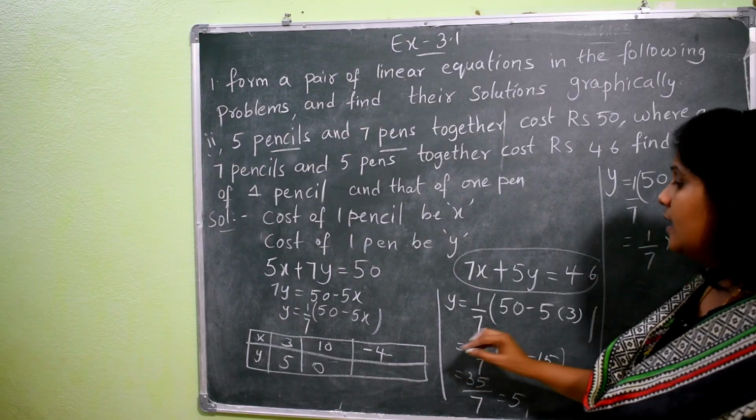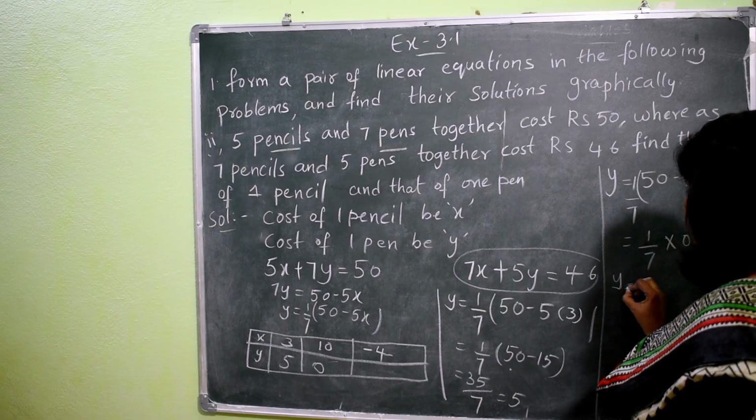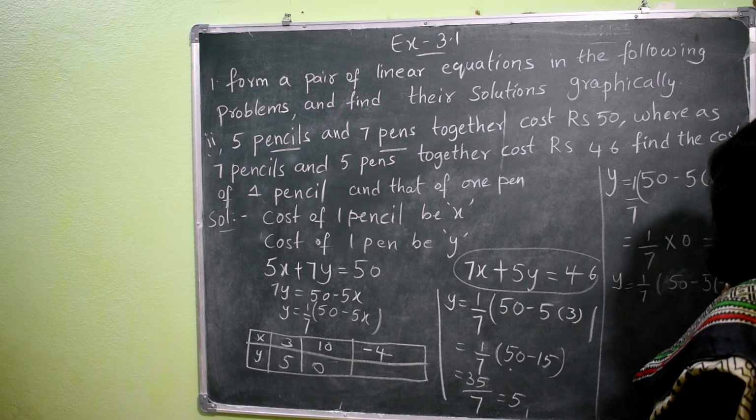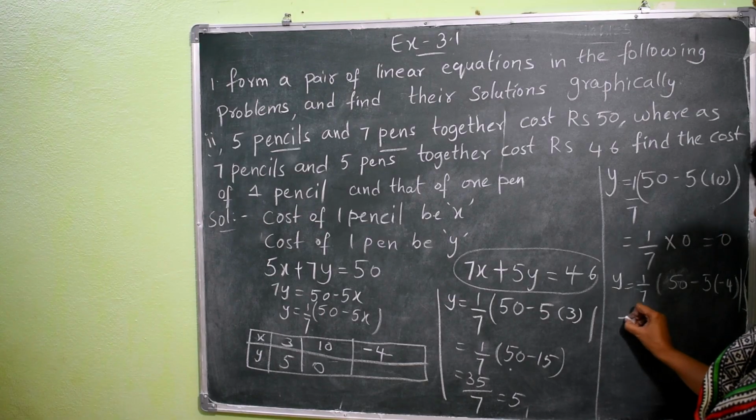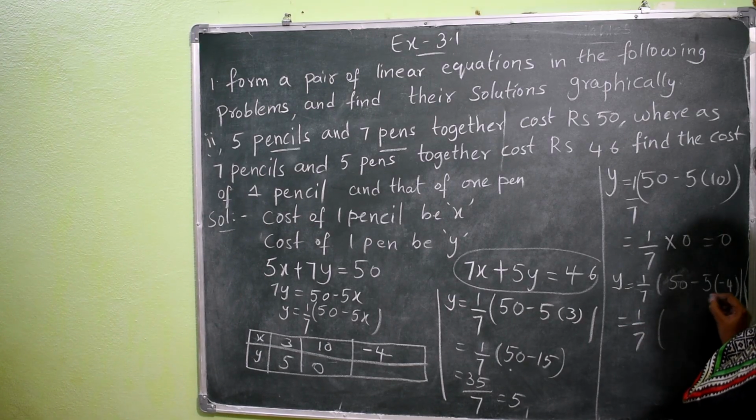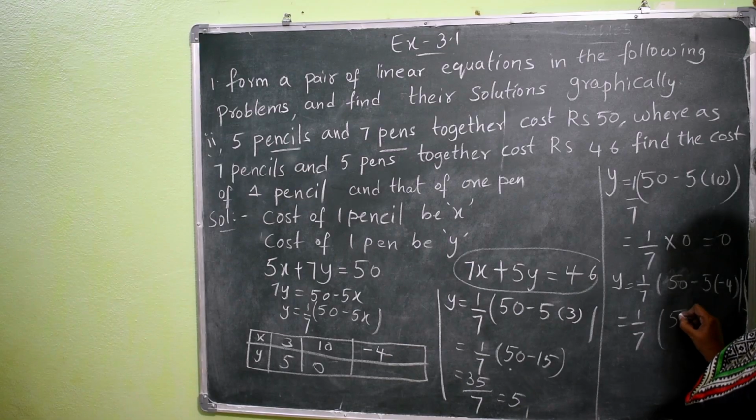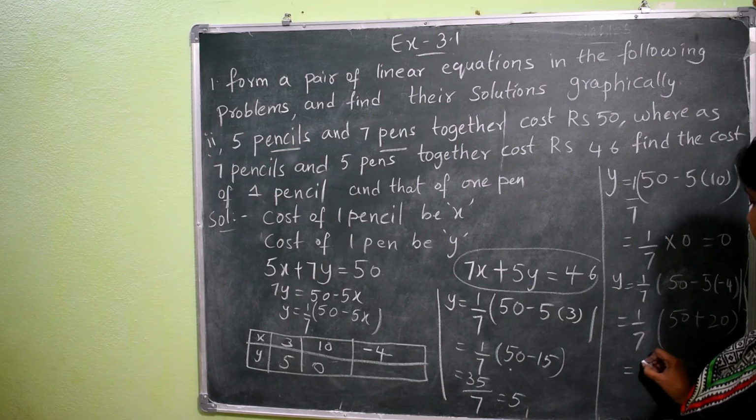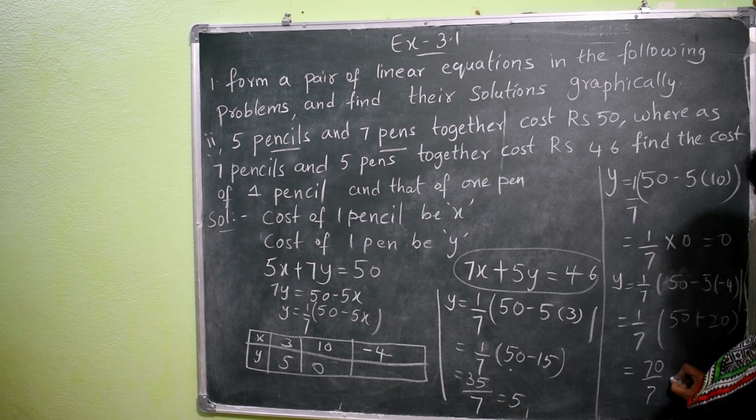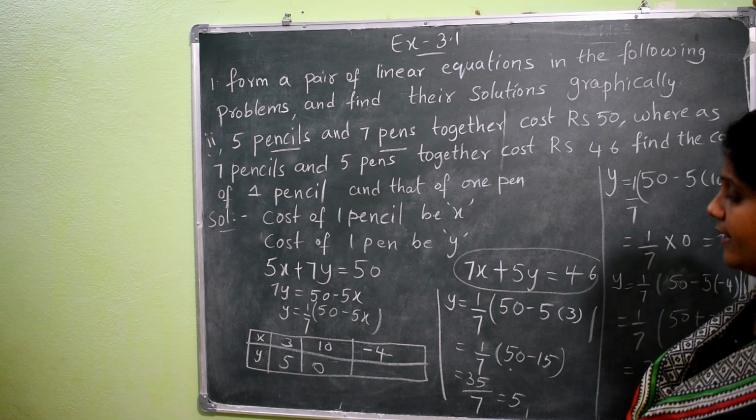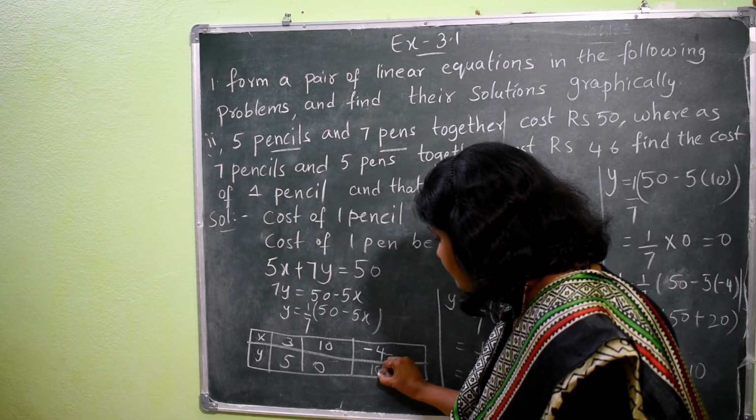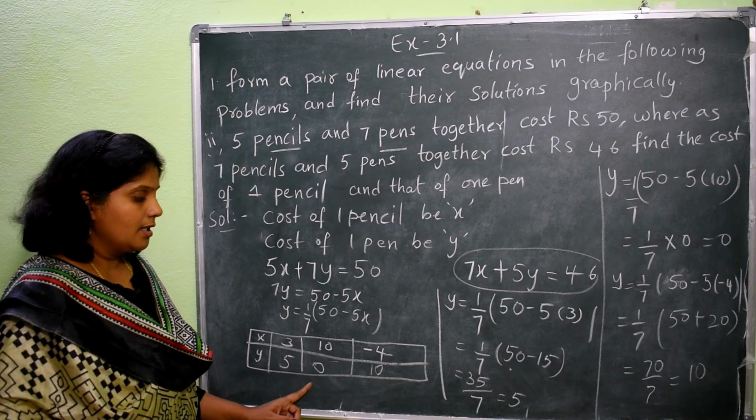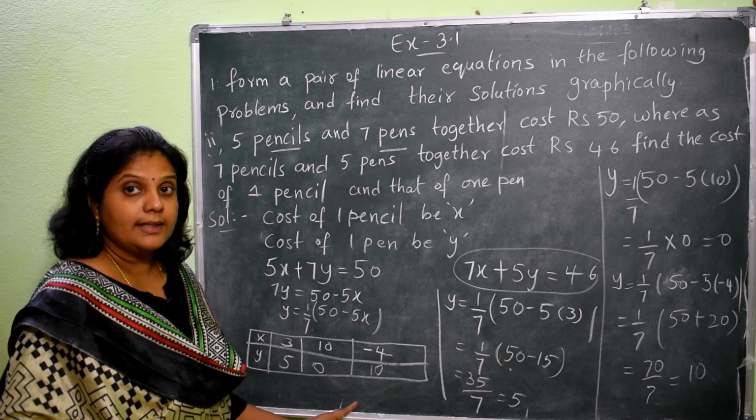Next, we are taking the x value as minus 4. So y is equal to 1 by 7 into 50 minus 5 into the x value, which we are taking as minus 4. So minus into minus, how much? Plus. 5 4s are 20. So 50 plus 20, how much? 70. 70 by 7 is 10. So for the x value as minus 4, we got the y value as 10. For x equal to 3, we got 5. For 10, 0. And for minus 4, we got 10.